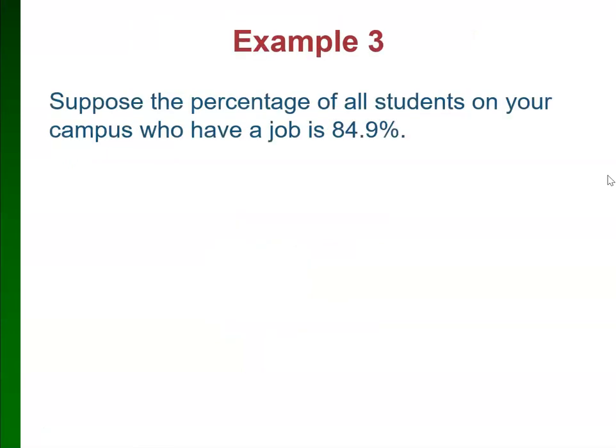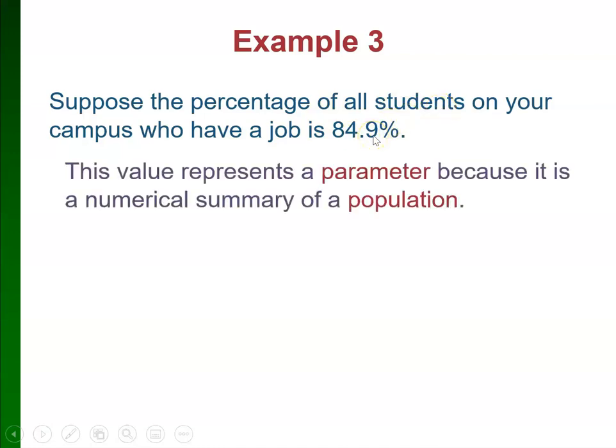Here's an example. Suppose the percentage of all students on your campus who have a job is 84.9%. The question is whether this 84.9% would be a statistic or a parameter. The key to this is that this is the percentage of all students on your campus. That would make it a population, and that would make the 84.9% a parameter.